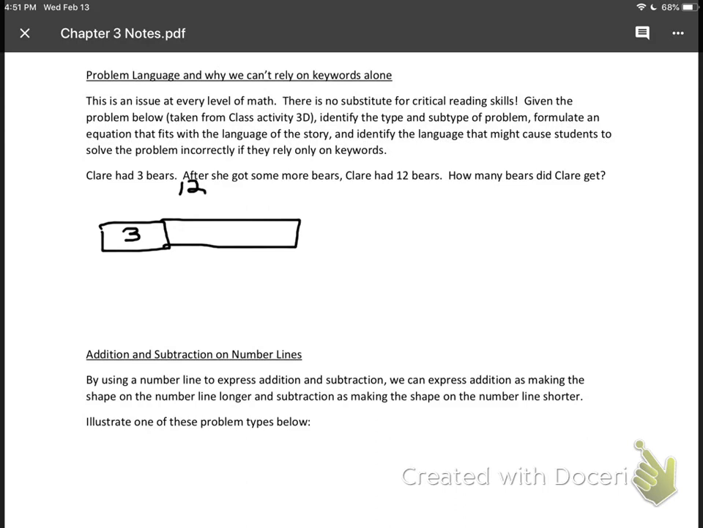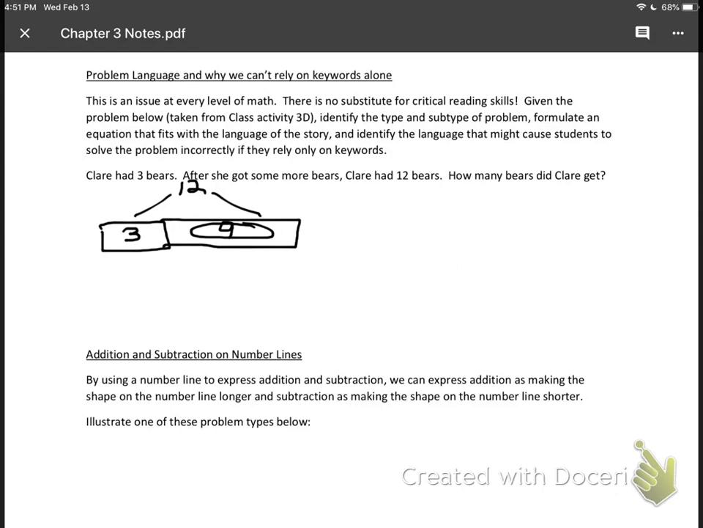You should be thinking that the add-in is missing. So I don't have a value here. How many bears did Claire get? So Claire is going to get 9 additional bears, okay, because that will give me the number I need. Now, why could this possibly be a confusing problem?